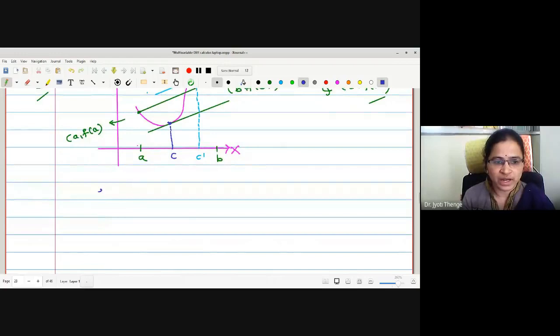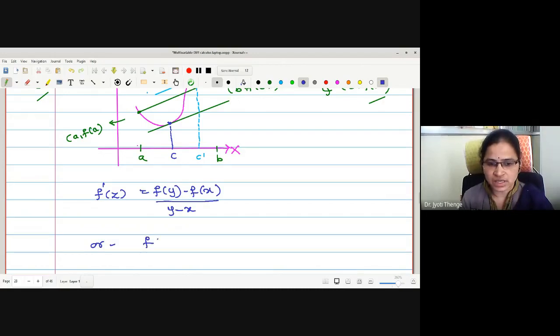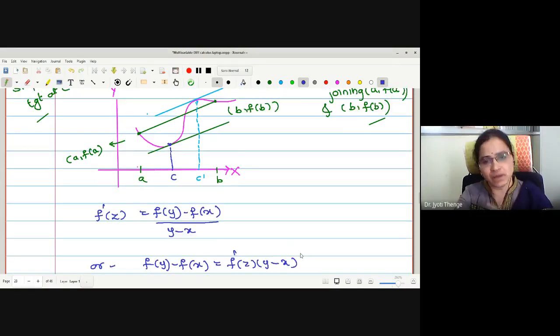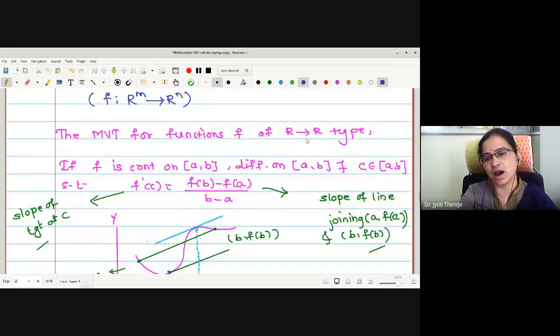Or if I want to write it in terms of x, y, z symbols, one can write this as f dash of z is equal to f of y minus f of x upon y minus x, or one can write this as f of y minus f of x is equal to f dash of z into y minus x, where z is a point that lies between x and y. So this mean value theorem we have written for functions of the type R to R.